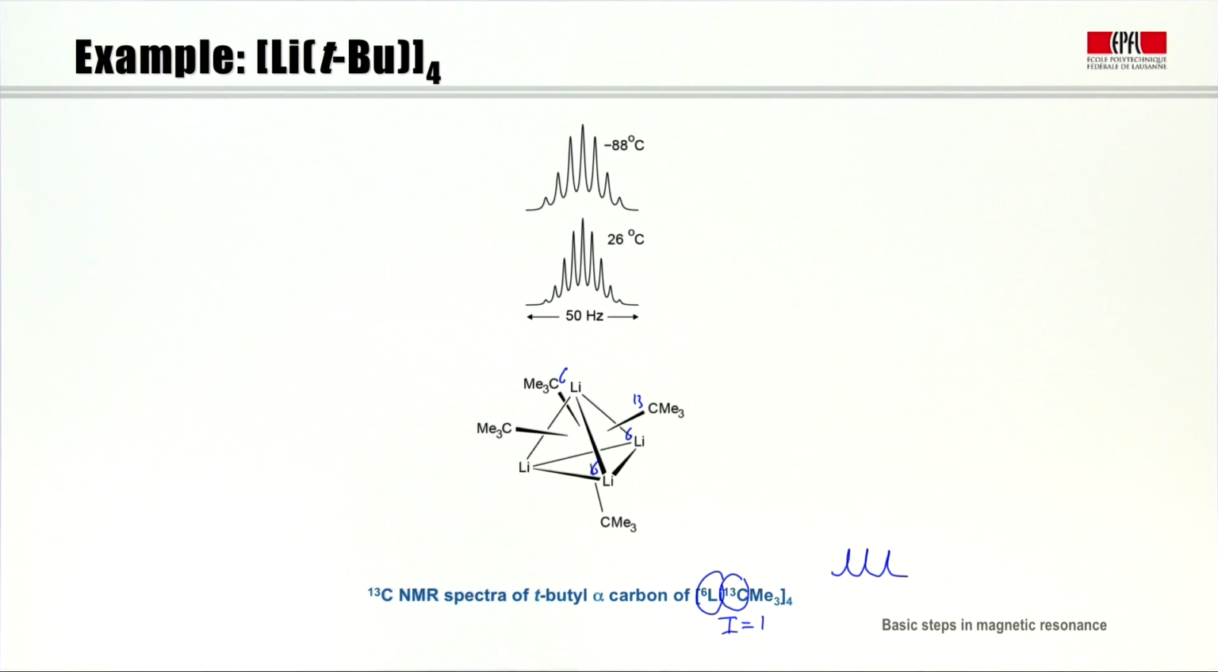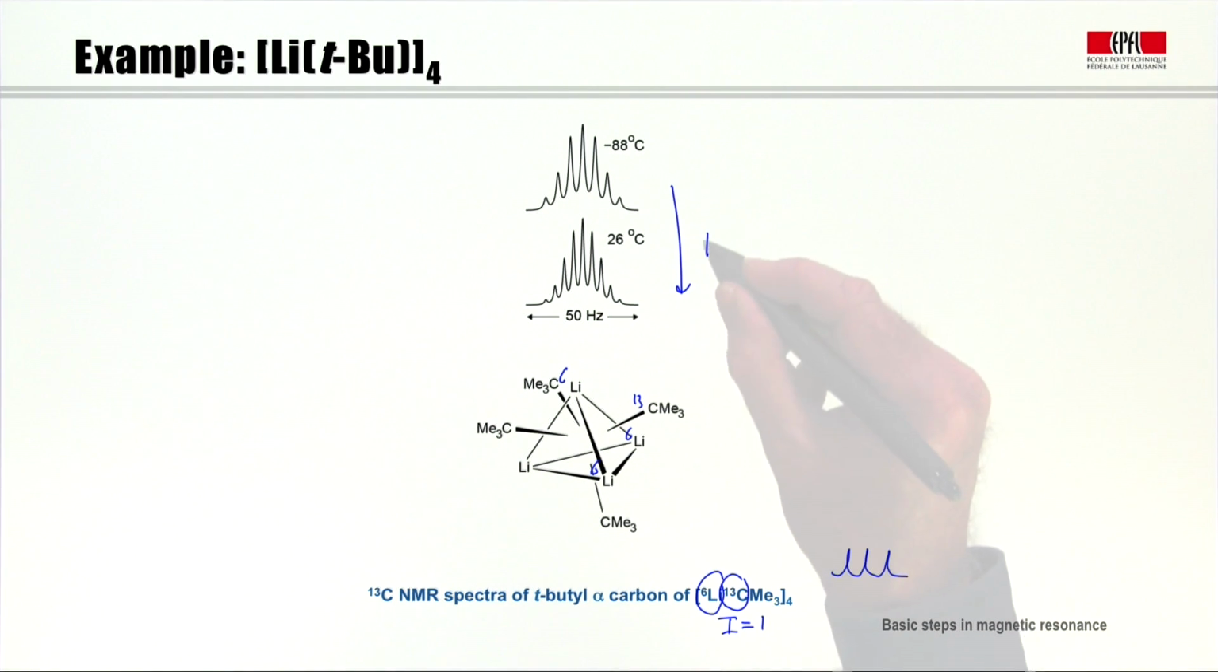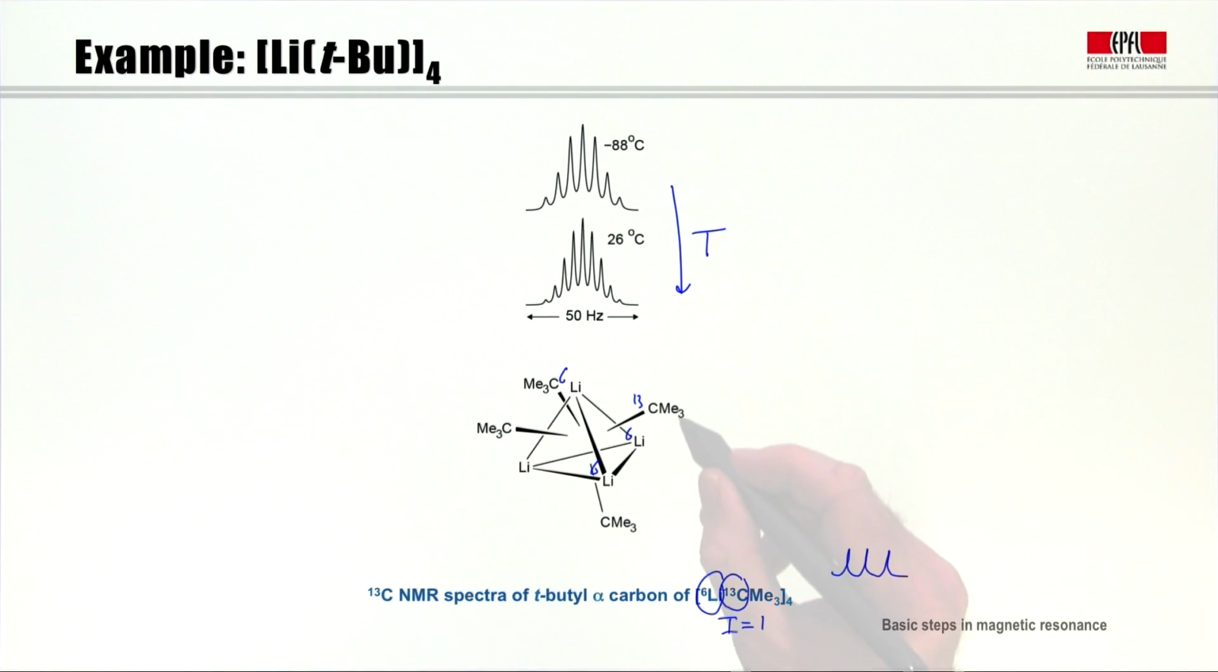But the situation gets even more complex if we heat it up, so if we go from low to high temperature, because then it turns out that these groups here can move about from one surface to another. In fact, they can hop from one triangular surface to another, or if you prefer, they stay where they are, but it's the lithium cluster that rotates within the cloud of the carbon substituents. Whatever this case may be, it turns out that at 26 degrees Celsius we find that each carbon-13 is coupled not to 3 lithiums but to 4 lithiums, because all 4 lithiums, even this remote one, will at one point be close to the carbon-13 and have a stronger coupling.